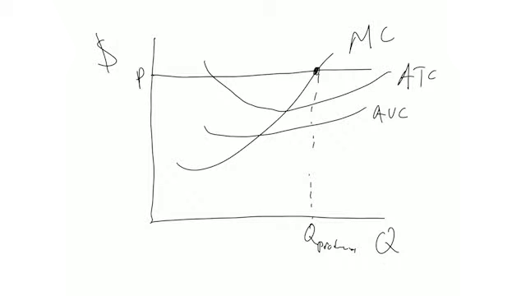Now, to see whether there's profits or losses, we first want to find out what average total cost is at that quantity. And average total cost is right there. We can mark that in the diagram going across. And we now have a picture of the profits. Profits are equal to revenue, which is the price times the quantity. And so let's mark that off that way.